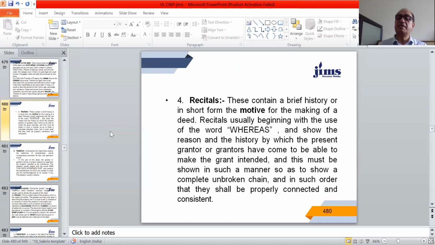Suppose I am selling a property. I purchased this property from A, A had purchased it from B, and B had purchased it from C, who was the original owner. So you are supposed to write down in the recitals the title of C, B, and A. There should be a connection between these three documents, which is to be mentioned in the column of recitals, beginning with the word whereas.